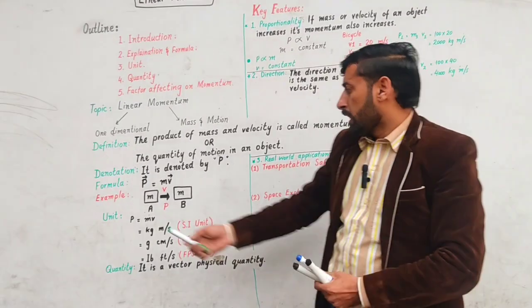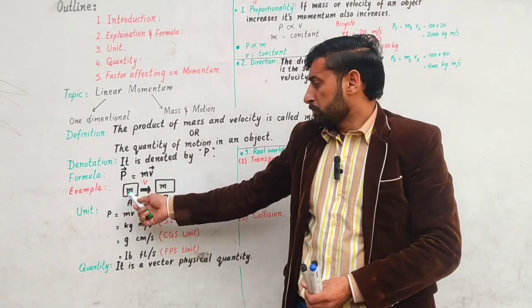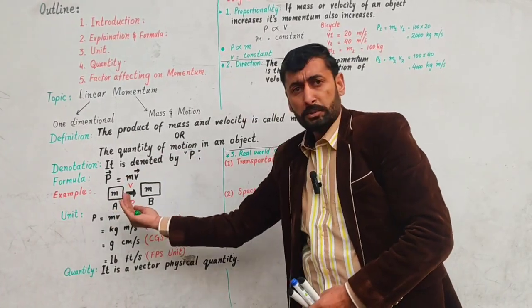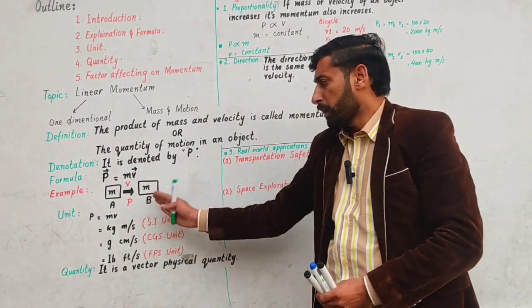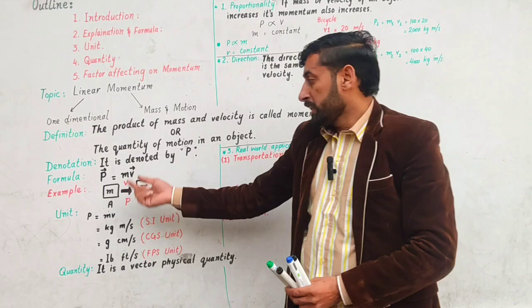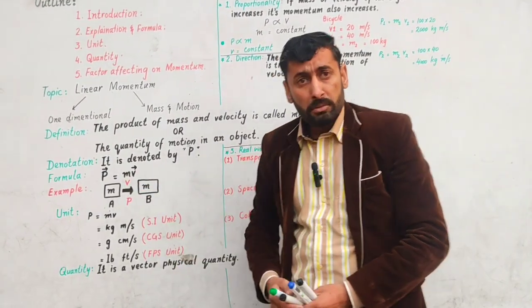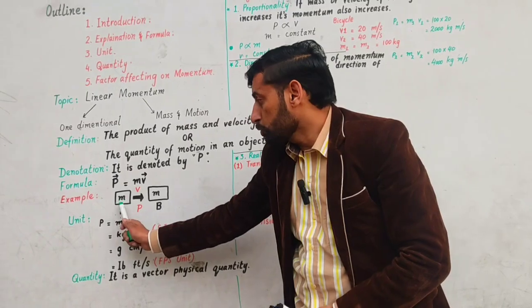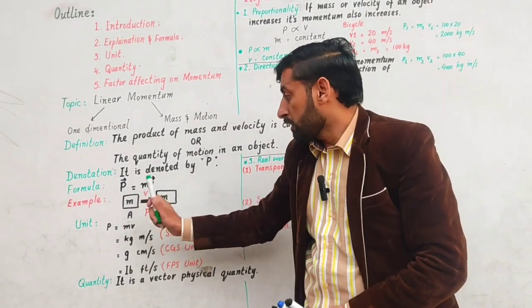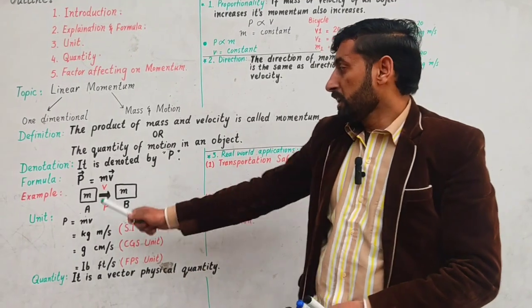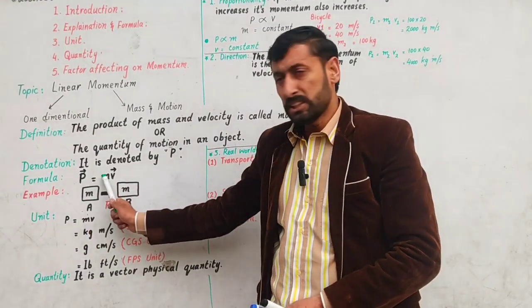For example, a body of mass m is placed at point A. When we apply some amount of force on this object, the object is displaced from point A to point B. So it covers some distance, and during this distance it has a velocity. So velocity is associated with this mass. Therefore the momentum of this object is denoted by P, and we also derive the unit from this equation.